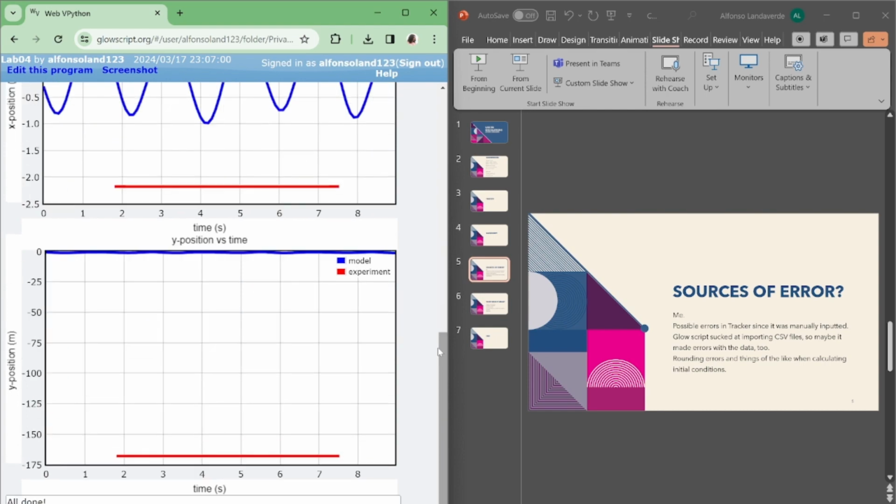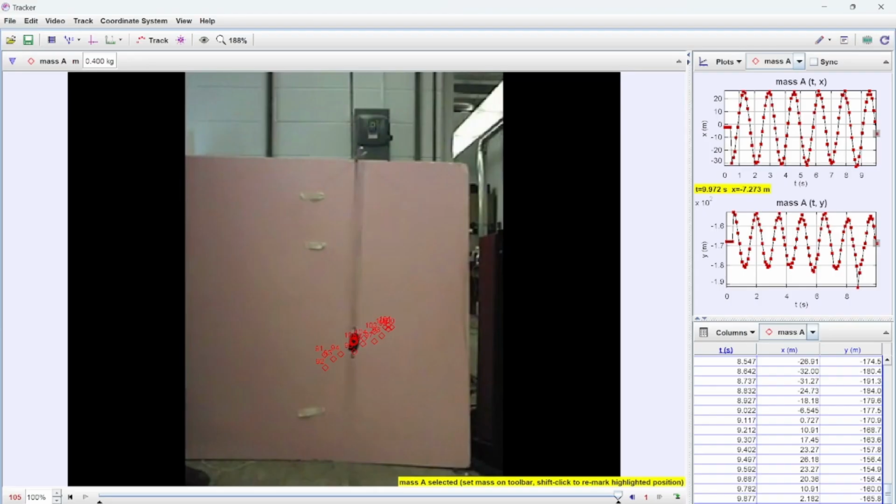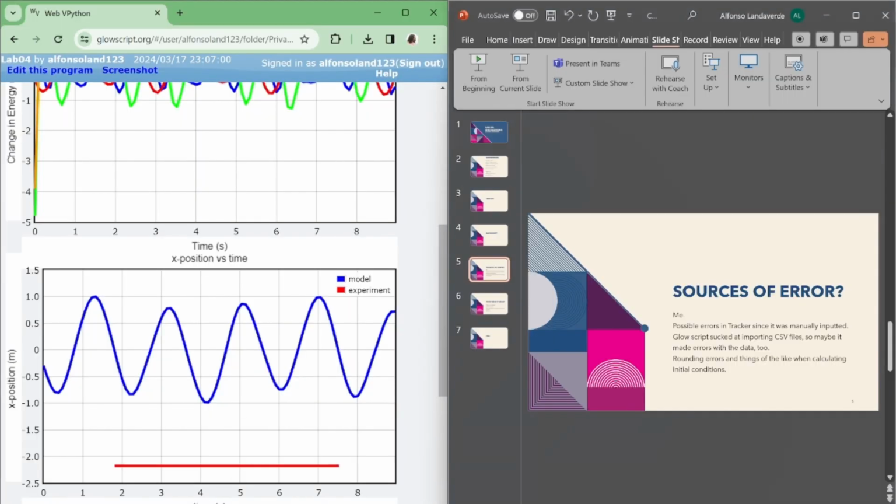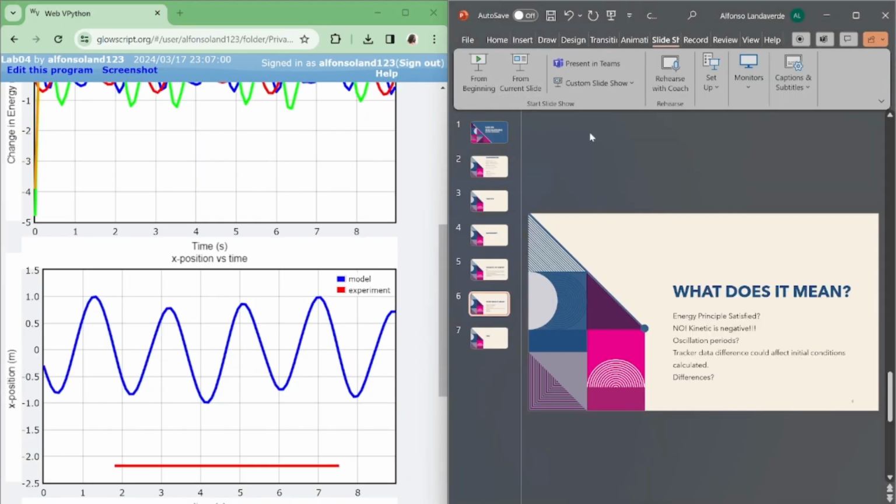The model oscillates, the experimental doesn't. I don't quite get why, when in this one it shows that the experimental is oscillating. So that could also be why I said there's some issue with GlowScript, or the way that I decided to put it in. So what does it mean?